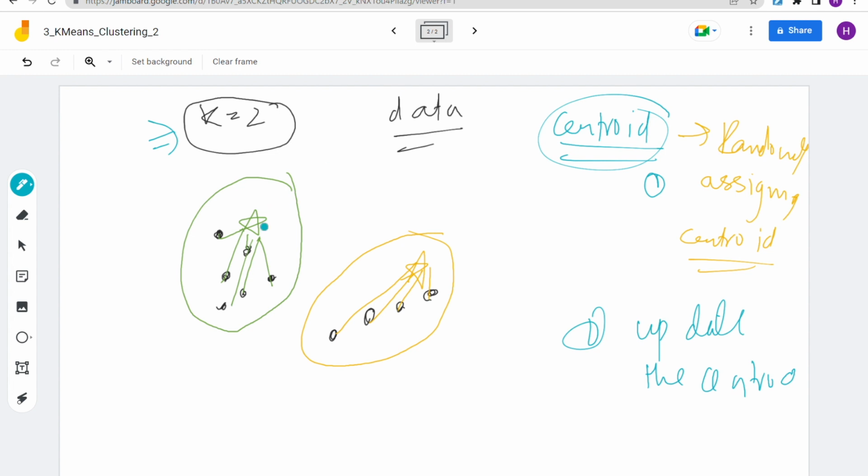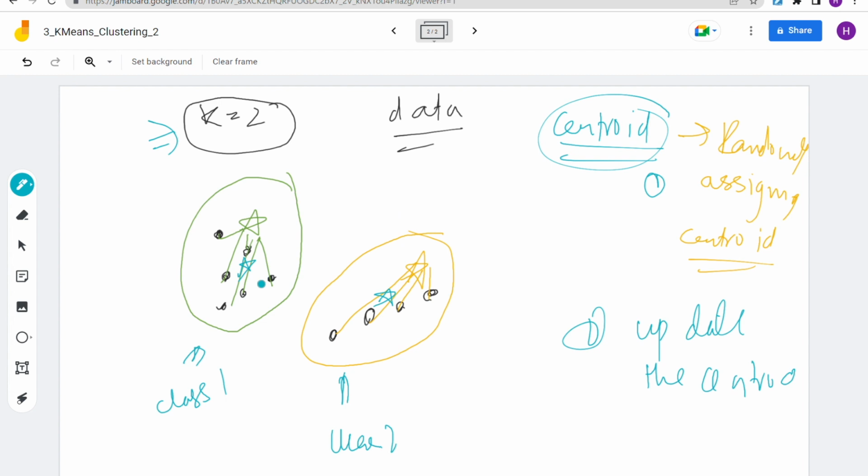So how will we be updating? Let's say we have these points in our class 1 and this is, let's say, class 2. So we'll be taking the average and putting our star at the center point of all the averages. So our new centroids will be this. I think up to here it will be clear.